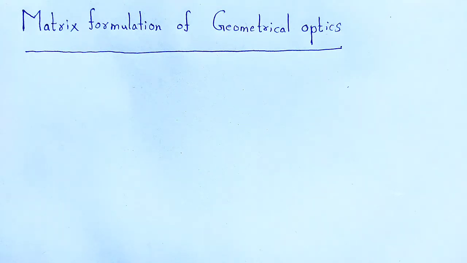In this video, we are going to discuss matrix formulation of geometrical optics. Means translation matrix, refraction matrix, and the combination of translation matrix and refraction matrix, which is known as system matrix, and an idea towards the system matrix in case of thin lens and thick lens. Let's begin.